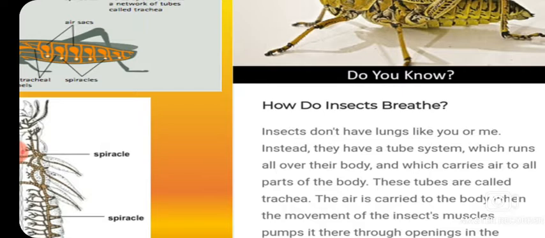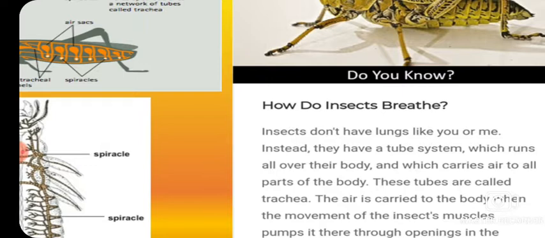So they have a tube system. Insects have a tube system. It runs all over the body. It is the picture I had shown you before, and it carries air to all parts of the body. This tube has a very specific name, as I had already told you. This is known as the trachea.